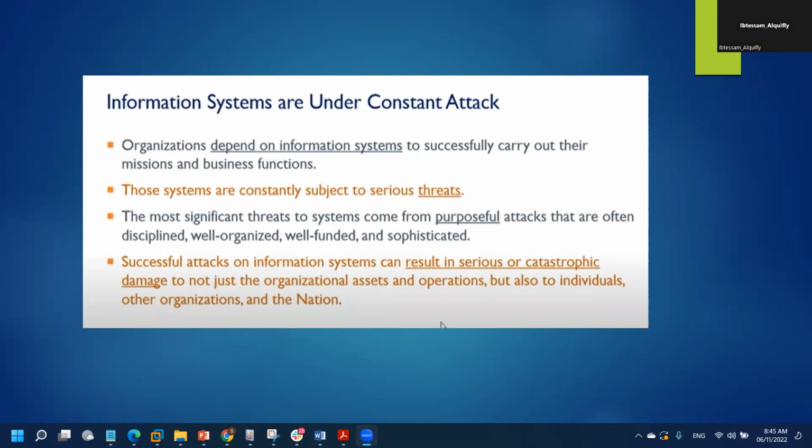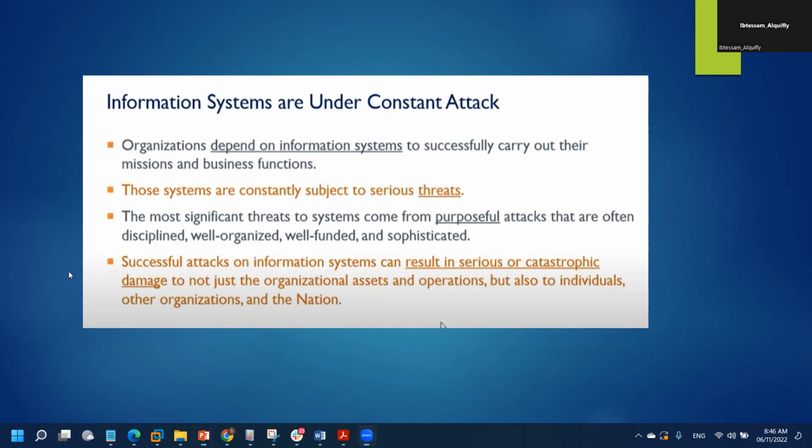So they are motivated, they have the capability, they are well trained, and they also have the funding, which is very important. They can go and buy exploits. There is something called the exploits market. They can go buy zero-day exploits for a lot of money to just attack your system.